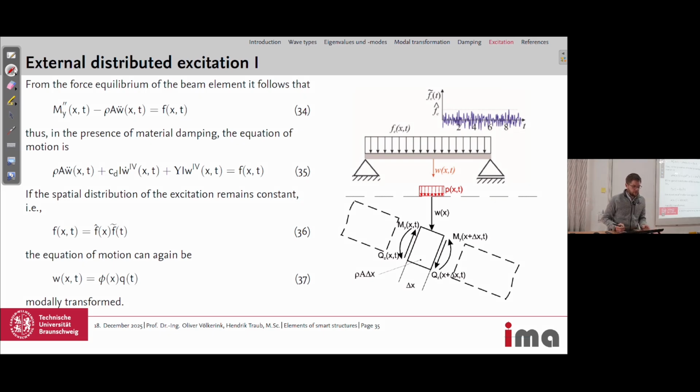Now we can have a look again at the force equilibrium we started with for the bending waves. The second derivative of the moment equals, or equaled before, the inertial forces, and now we have an external force acting on the beam due to a disturbance, for example, and it varies in space and in time. It's depicted here. So this is the force with respect to time and space, and it is an external vibration on the structure.